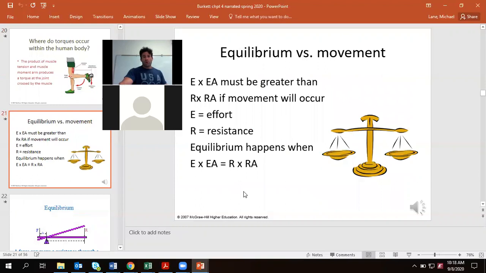So remember, guys, if we're not moving, our effort times our effort arm is going to be equal to our resistance times our resistance arm. If the resistance times resistance arm is greater, we're going to be lowering. If it is less, we are going to be lifting.